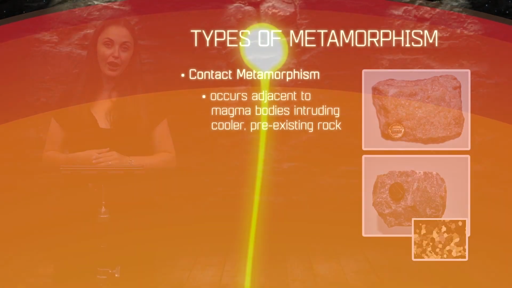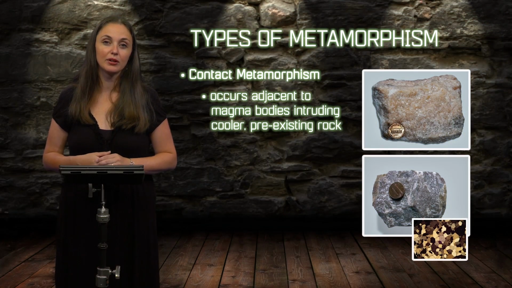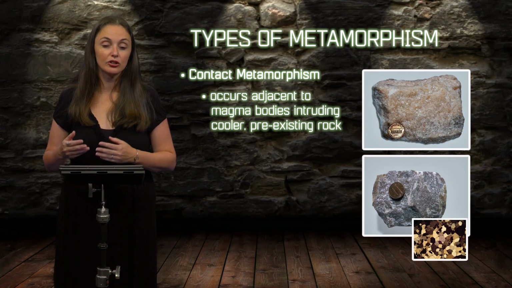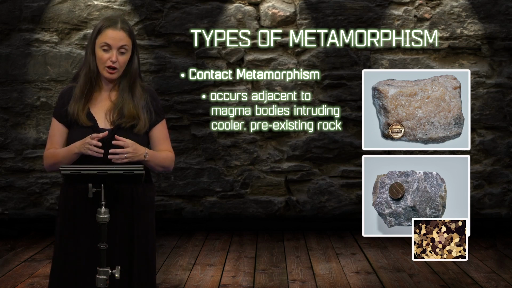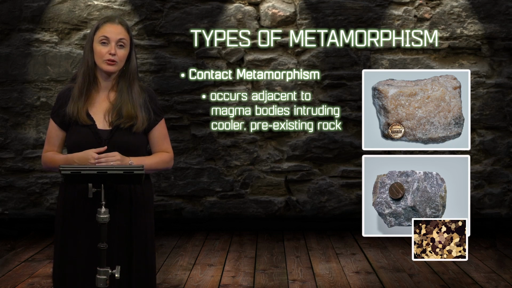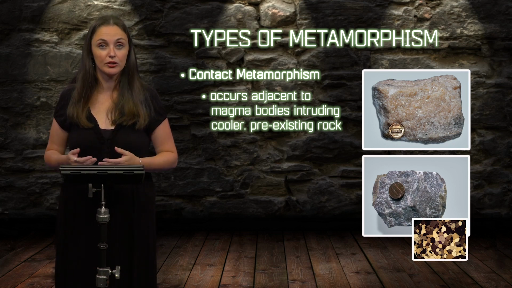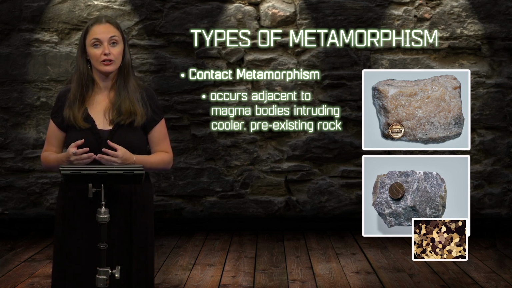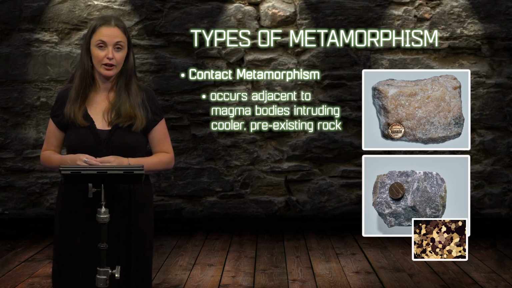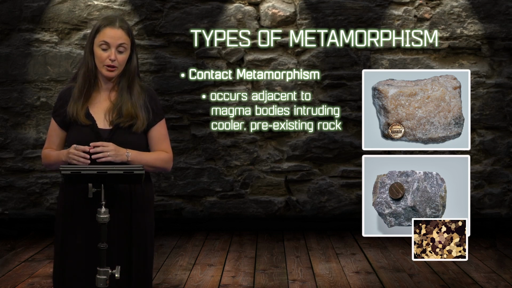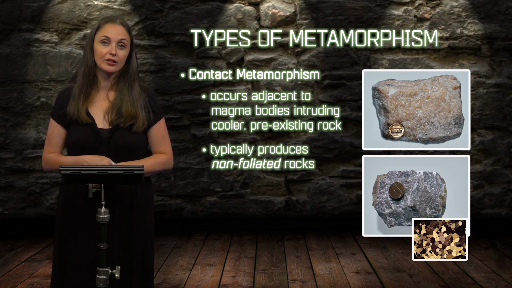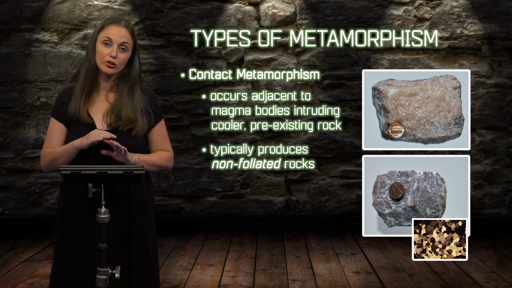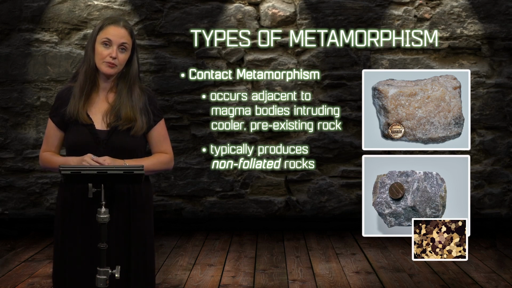So if that hot magma underground comes in contact with something like a sandstone, it will recrystallize it and metamorphose it to form a quartzite. If that hot source underground comes in contact with something like limestone, you're going to form marble as a result. You recrystallize the rock that magma comes in contact with. So that's why it's called contact metamorphism. So non-foliated metamorphic rocks typically are going to be more closely related to contact metamorphism.